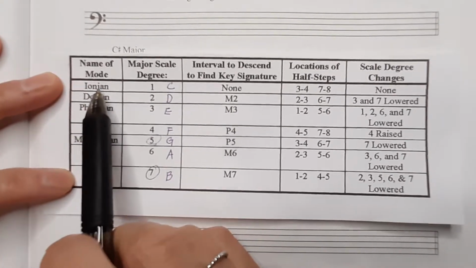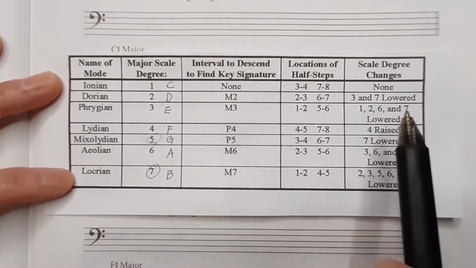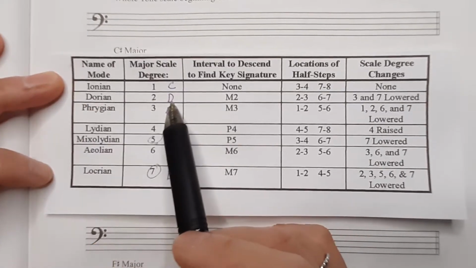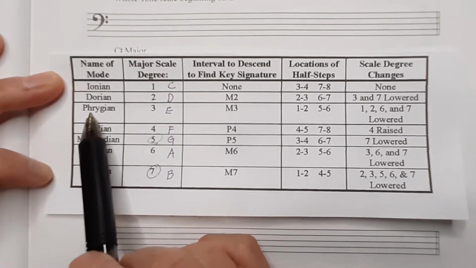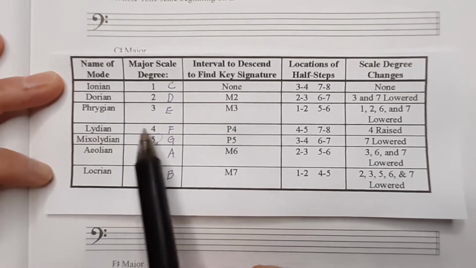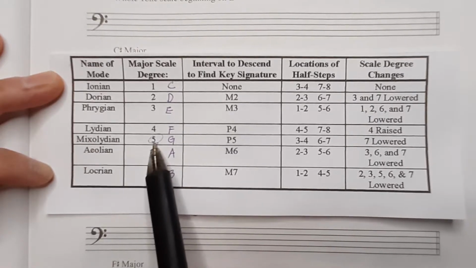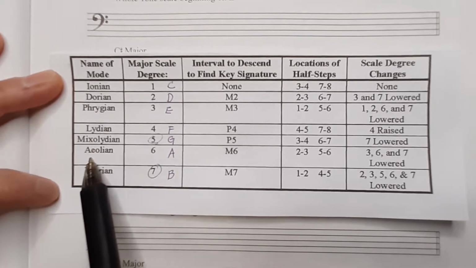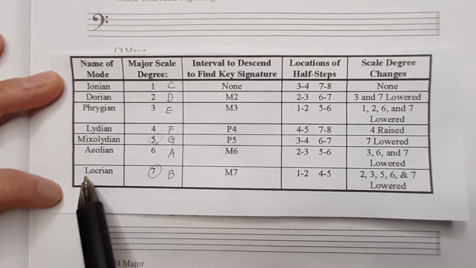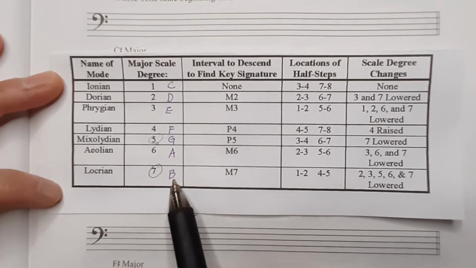Ionian mode is like a C major mode. C, D, E, F, G, A, B, C, like a C major. Dorian starts from D to D. Phrygian starts on E, the third scale degree, and Lydian is the fourth degree, which is F. Mixolydian, fifth degree, which is G. Aeolian, sixth degree, A. Locrian, like a leading tone, seventh degree, B.